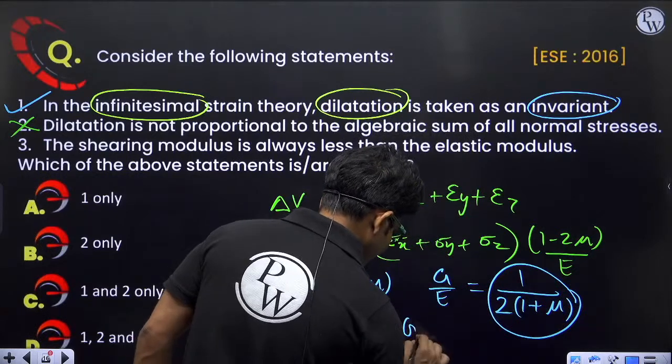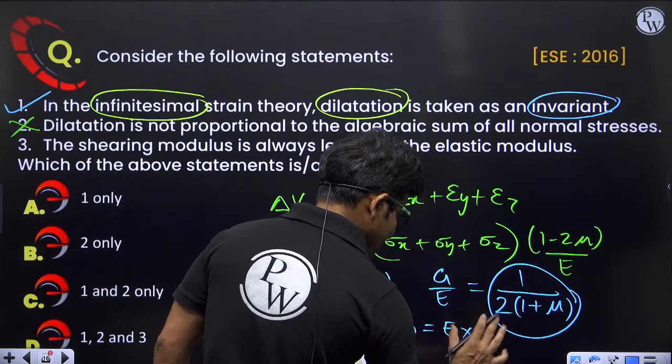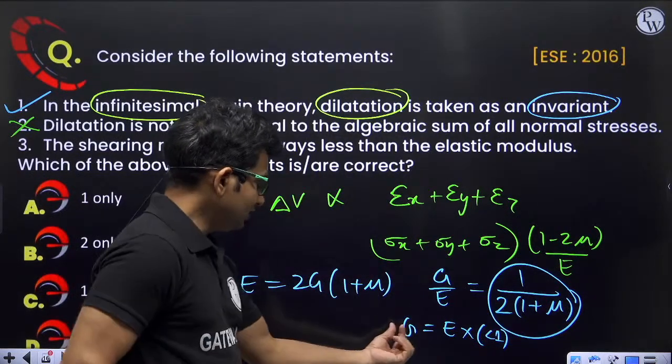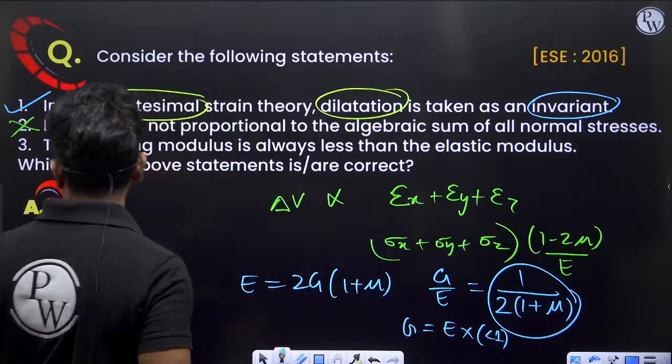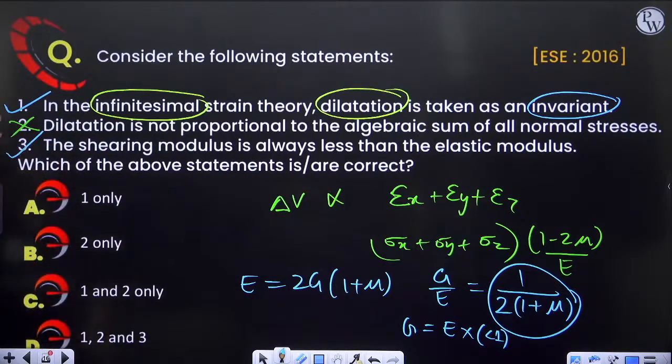So G is equal to E into something less than 1. So G will always be less than E. So the shearing modulus is always less than the elastic modulus. This is correct. So 1 and 3 are correct, but 2 is wrong. So none of the options is matching.